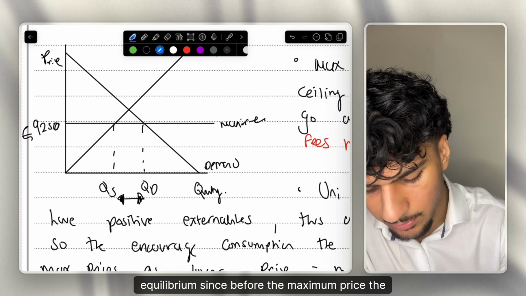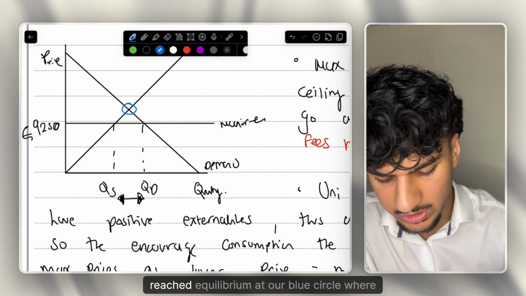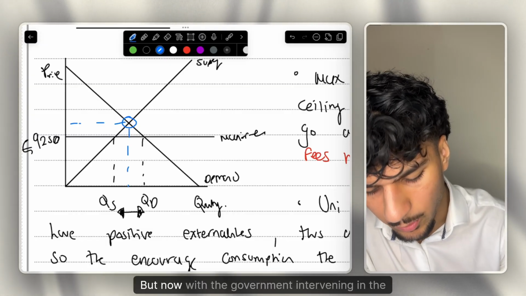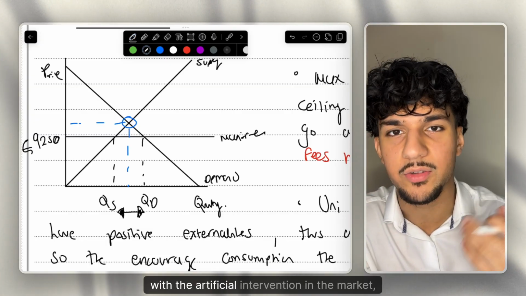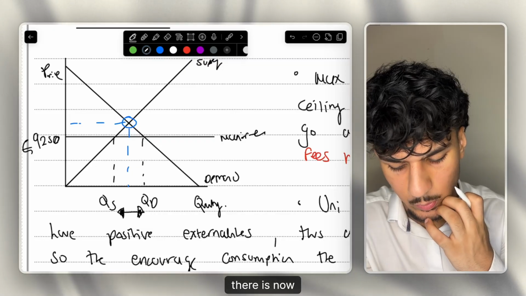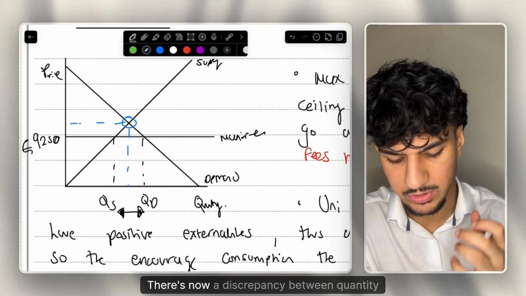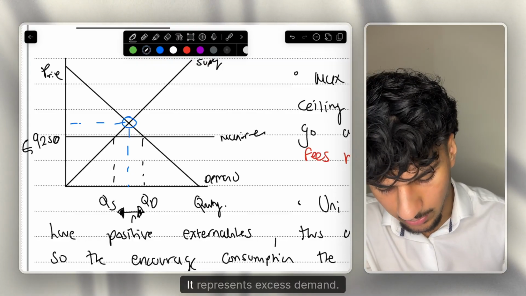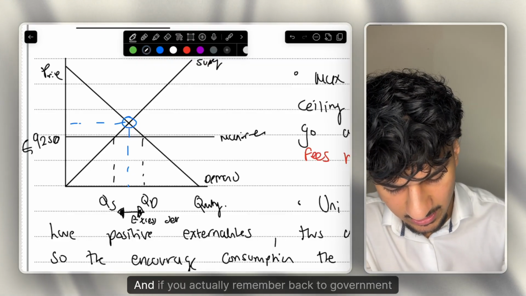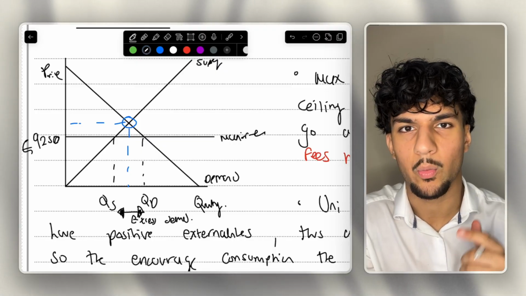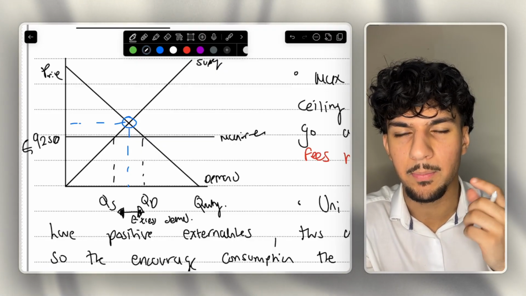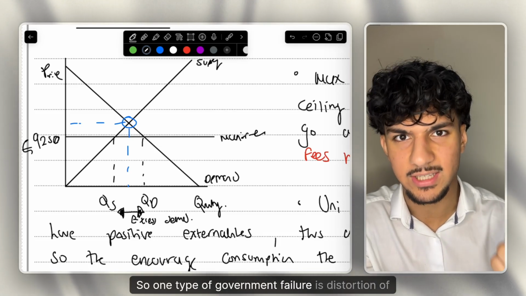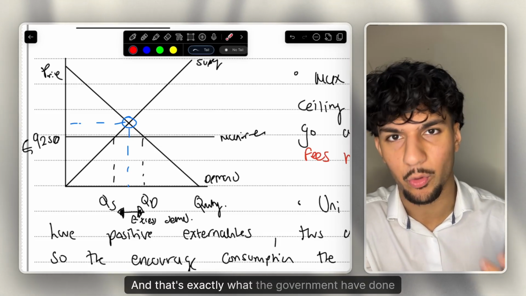Since before the maximum price, the market of course reached equilibrium at that blue circle, where quantity supplied equals quantity demanded. But now, with the government intervening in the market, with the artificial intervention in the market, there is now a discrepancy between quantity supplied and quantity demanded. And what does that discrepancy represent? It represents excess demand. And if you actually remember back to government failure, one of the main types of government failure is distortion of the price mechanism. So one type of government failure is distortion of the price mechanism, and that's exactly what the government have done here.